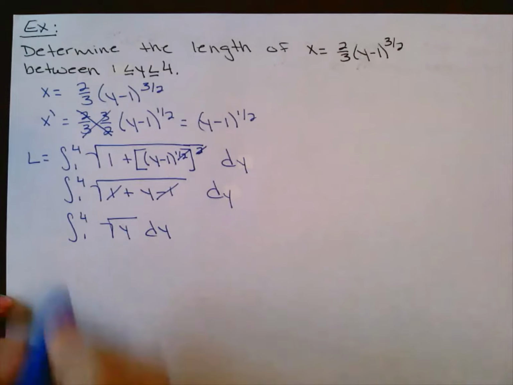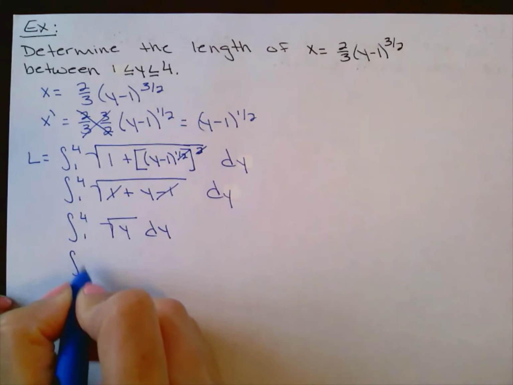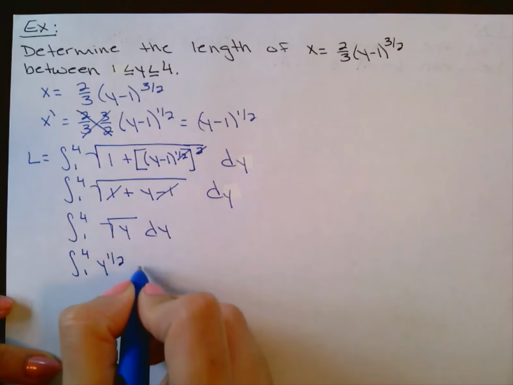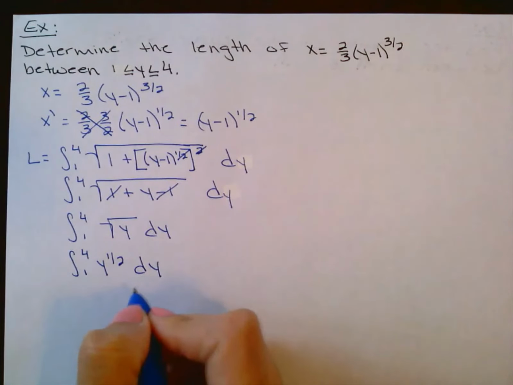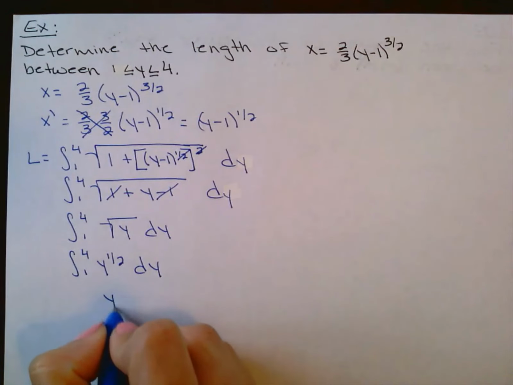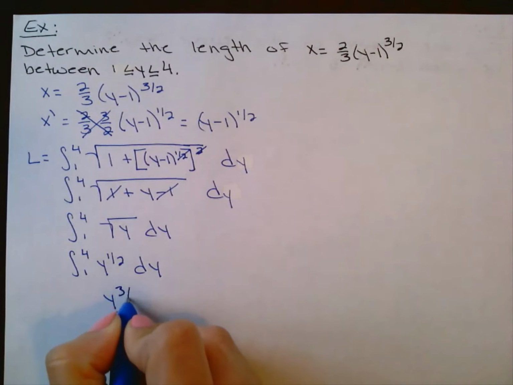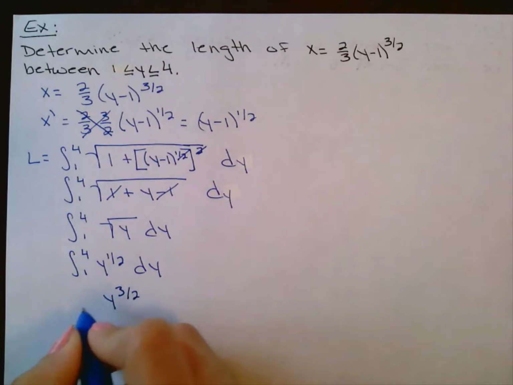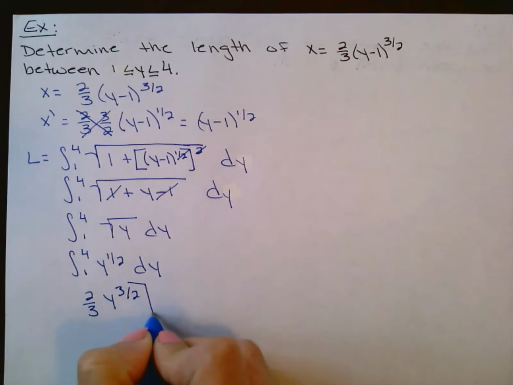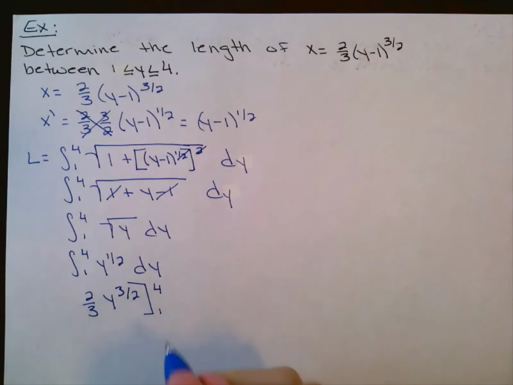So now if I'm going to do this integral, I'm going to change that to y to the 1/2 so I can do the power rule. Okay, power rule says that I'm going to add 1 to that exponent, so I'm going to end up with y raised to 3 over 2, divide by my new exponent, so I'm going to have a 2 over 3, and I'm going to do this from 1 to 4.